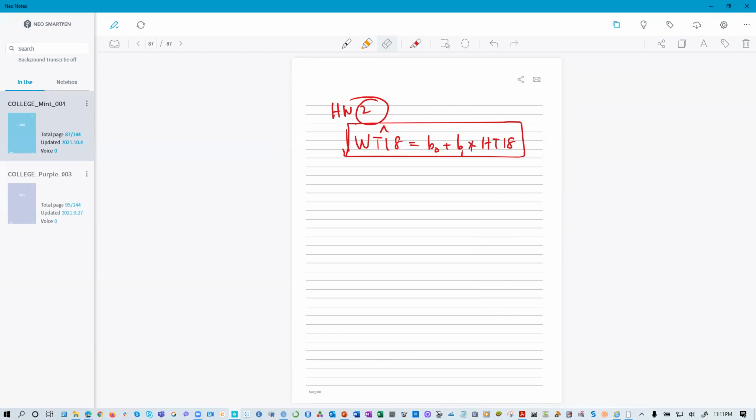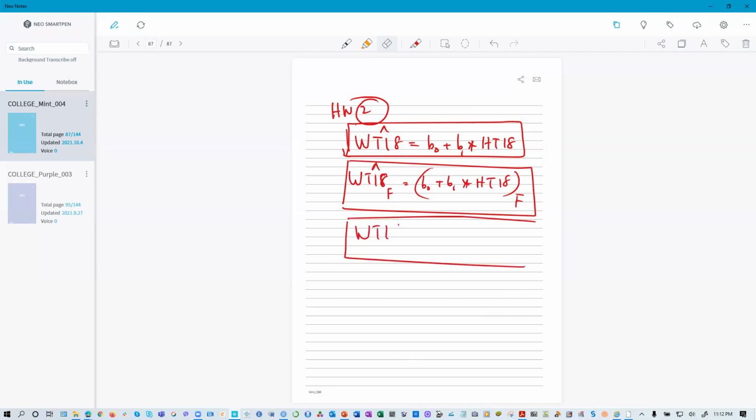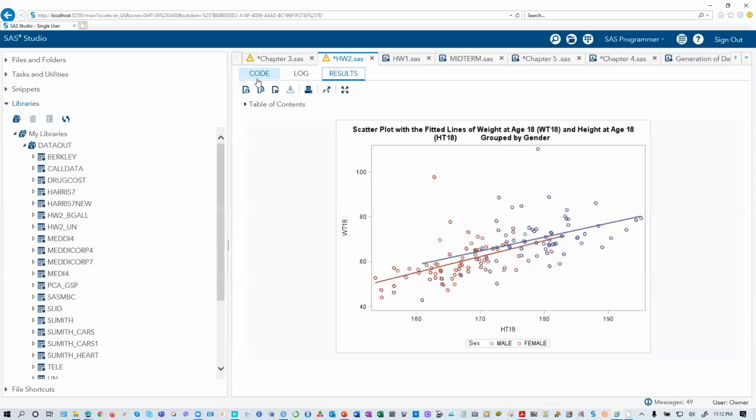Is the model. See? So you have weight 18. This one for the female one, B naught plus B1 star height 18 for the female line. And the other one, WT18, height for male, B naught plus B1 HT18 for male. See? When you run this one, okay.